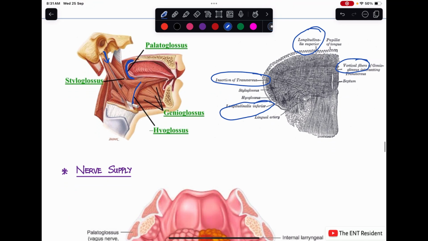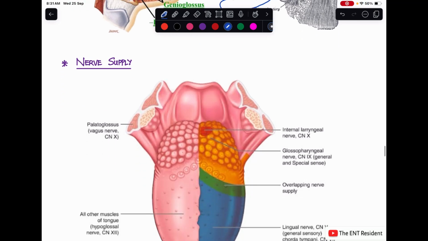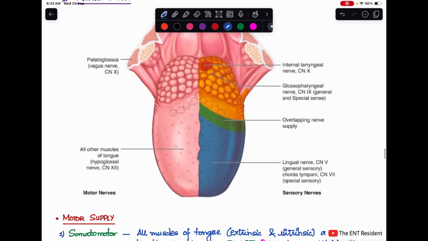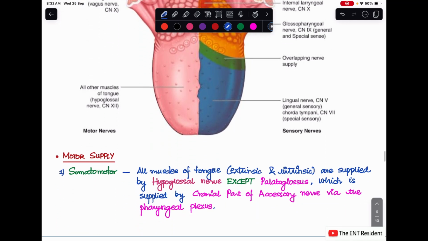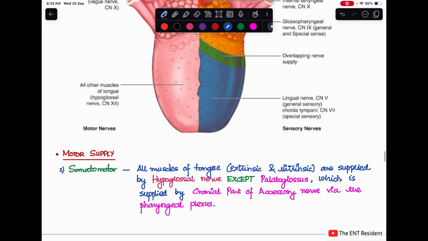Now that we have discussed the muscles of the tongue, let's talk about the nerve supply of the tongue. Now, this is a very tricky viva question, because a lot of us get confused about the motor supply of the tongue. So let's divide nerve supply into motor as well as sensory supply. First, we'll talk about the motor supply. Now, first, amongst motor supply is the somatomotor supply. Somatomotor means the nerves that are supplying the muscles of the tongue.